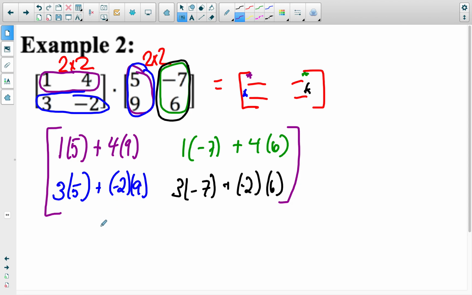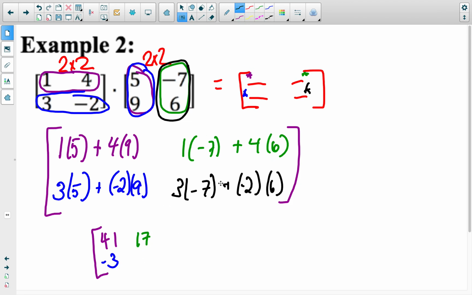So 1 times 5 plus 4 times 9 is going to give us 41. This is where you just want to be careful with those calculations. 3 times 5 plus -2 times 9, we will get -3 down here. And then top right, 1 times -7 plus 4 times 6, we will get 17.